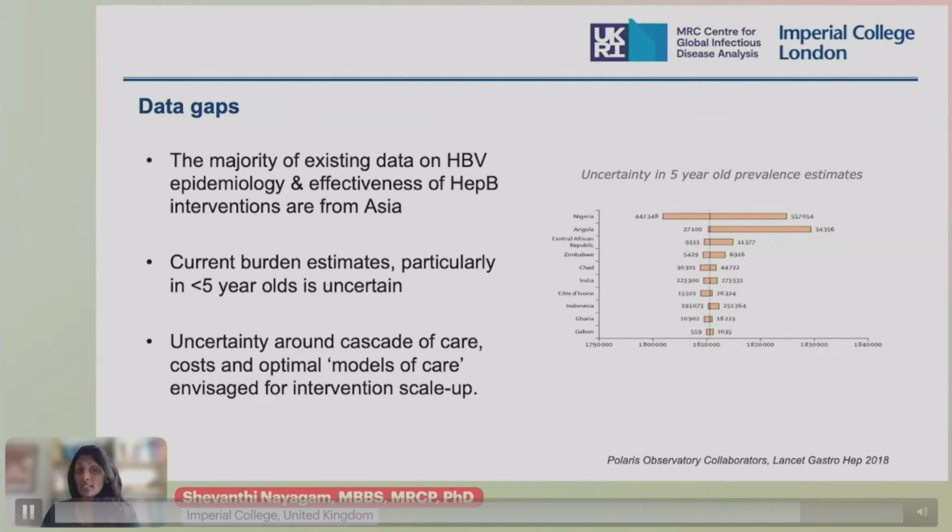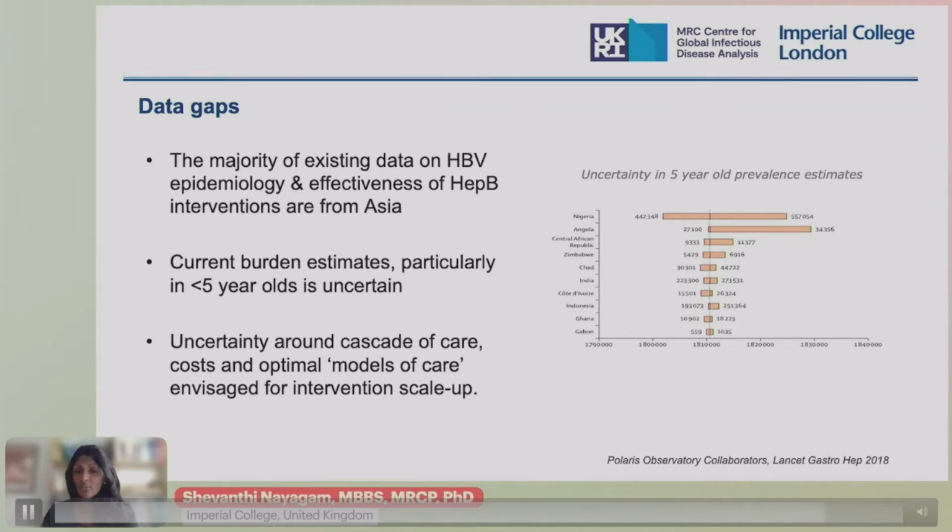In Africa, the majority of existing data on hepatitis B epidemiology and effectiveness of hepatitis B interventions are from Asia or other settings. So there is now accumulating data from the region, which is great, and it's informing the policy and modelling. But for example, the effectiveness of hepatitis B birth dose vaccination, there are limited studies in the African region about whether the effectiveness differs from Asia. The current burden estimates, particularly in under 5-year-olds, are uncertain.